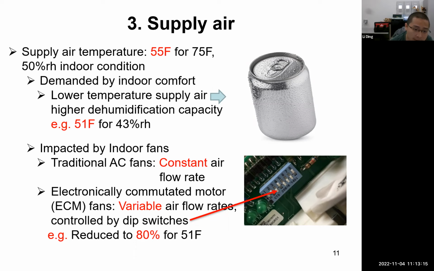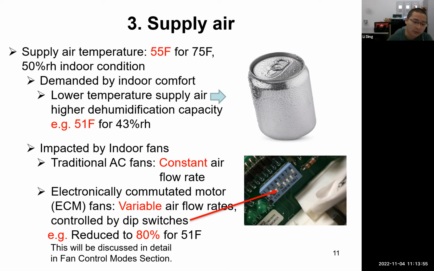The supply air temperature is impacted by indoor fans. For traditional AC fans, we cannot change the airflow rate. The airflow rate is constant. But for ECM fans, the airflow rate is variable and can be controlled by the dip switches. This picture shows the dip switches. For example, we can reduce to 80% of rated airflow rate to change the temperature to 51 Fahrenheit degree. This will be discussed in detail in the fan control modes section.